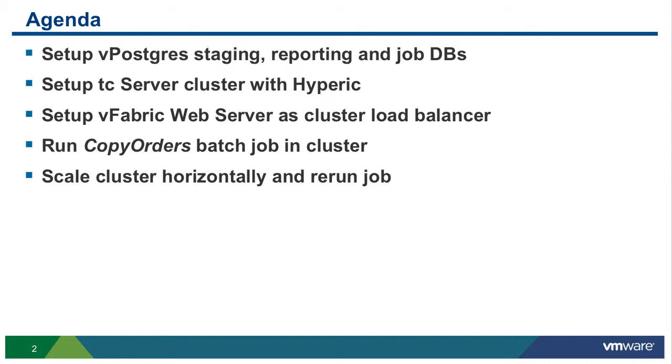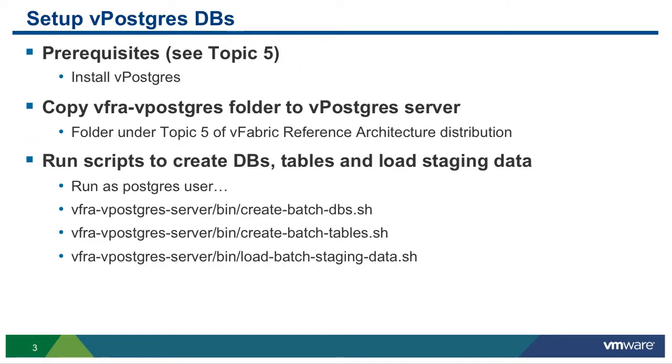We'll set up the TC Server cluster using Hyperic and set up vFabric Web Server to act as a load balancer for our cluster. And then we will run our copy orders batch job against the cluster using a single node cluster, and then we will scale the cluster horizontally by adding a second node, rerunning the job, and realizing some performance gains. So first we'll set up the vPostgres database.